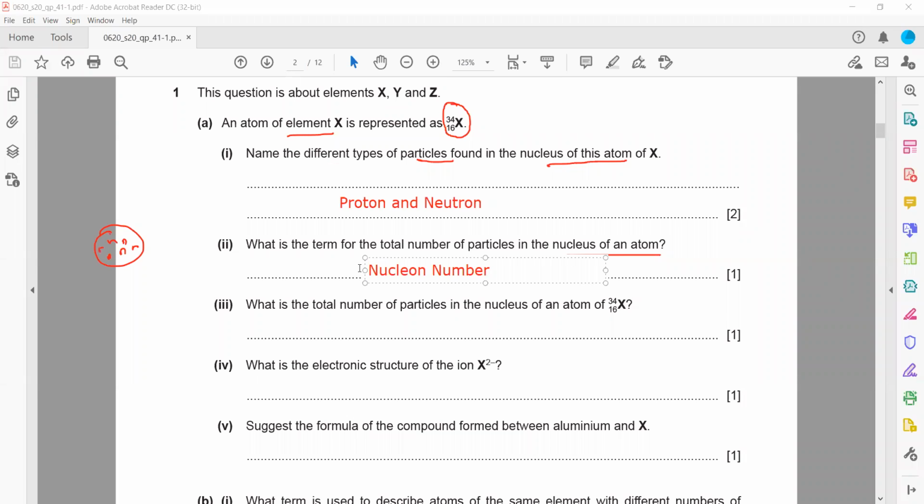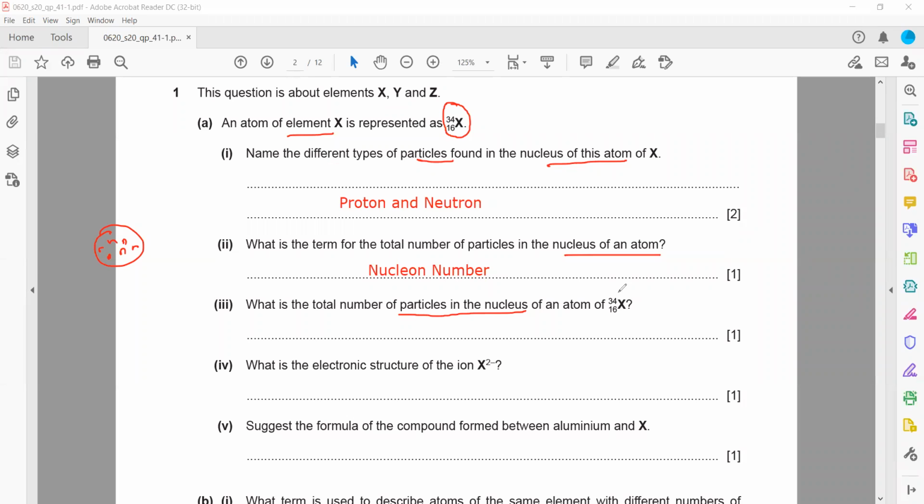What is the nucleon number of this element? That's 34, because the atomic mass or the nucleon number represents the sum of neutrons and protons, so that is equal to 34. Then we have to write the electronic structure for X with a charge of 2 minus.